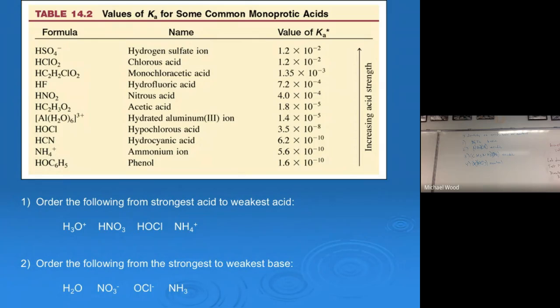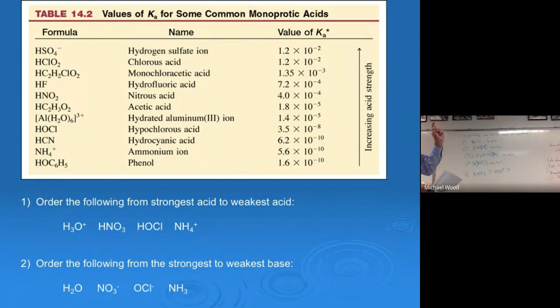Okay, so the larger the K value, the stronger the acid, if we're talking about Ka. And this is where, like Lexi said, you want to have the list memorized and in your brain. Number one says order the following from the strongest acid to the weakest acid. You should note the strongest acid here is HNO3. And the dividing line between the strong acids and the weak acids is H3O. The other acids are weaker acids than H3O.